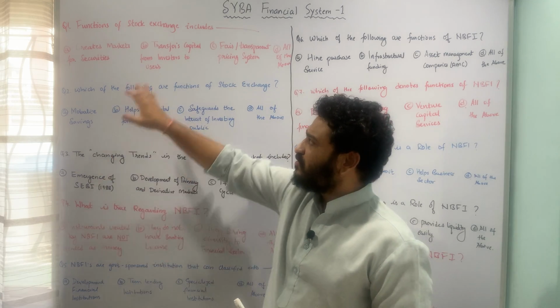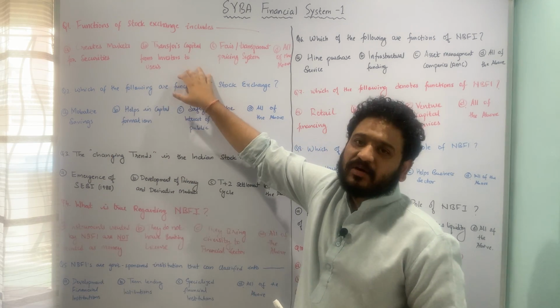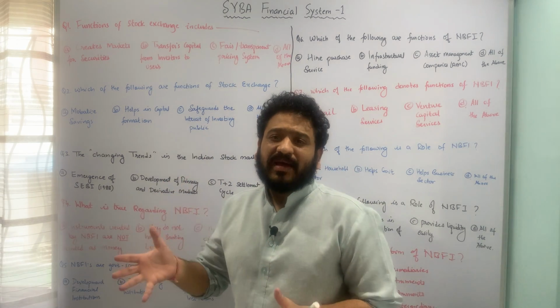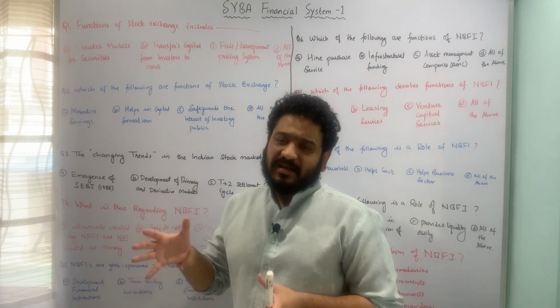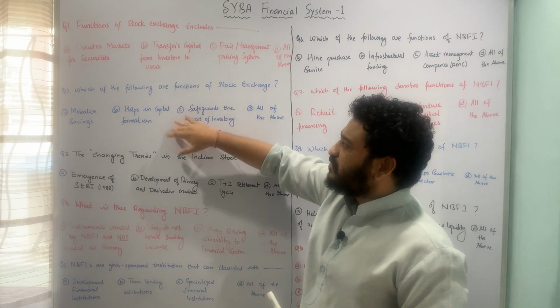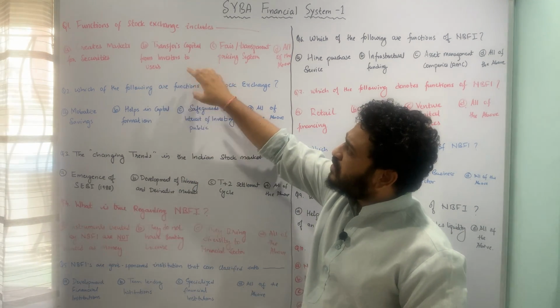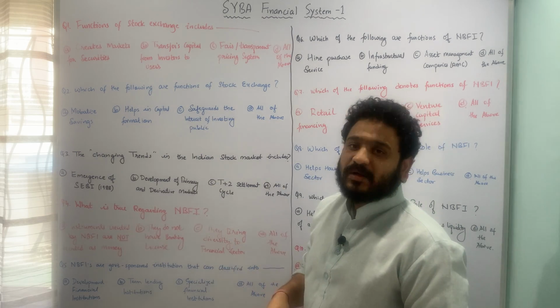In continuation of the same, the first MCQ is about the functions of stock exchange, and thereafter we are going to look at the non-banking financial intermediaries in India. So let us look at the first two questions, which are from the previous segment, same chapter. The first question is, the functions of stock exchange include dash.